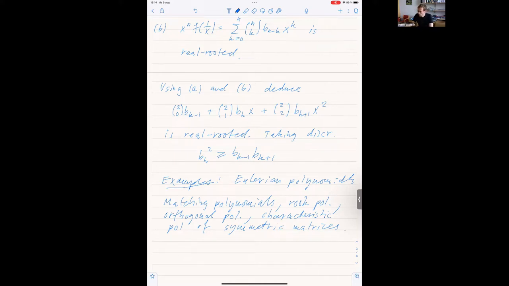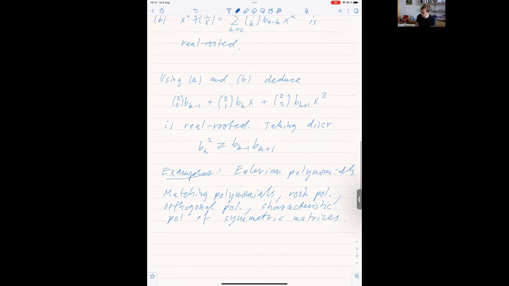But also, the method of proof here is that we differentiate until we get down to a quadratic. And as we will see later, this is also the characteristic of Lorentzian polynomials. Everything happens in the quadratic regime. So in some way, we reduce everything by differentiating down to quadratics.